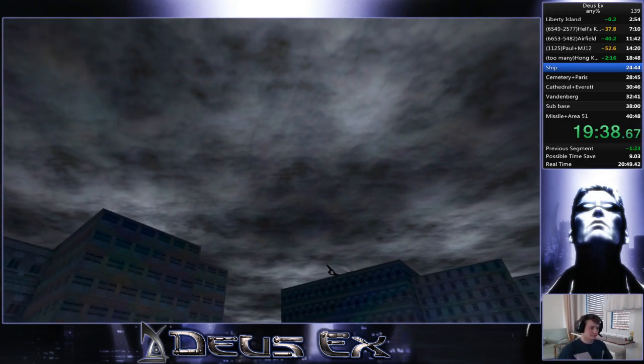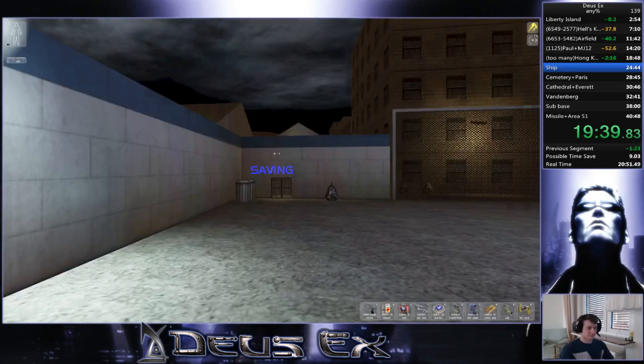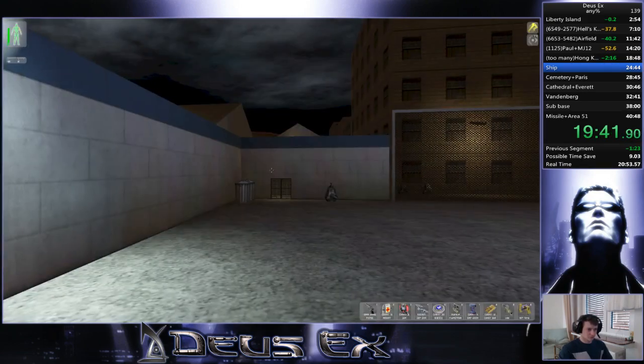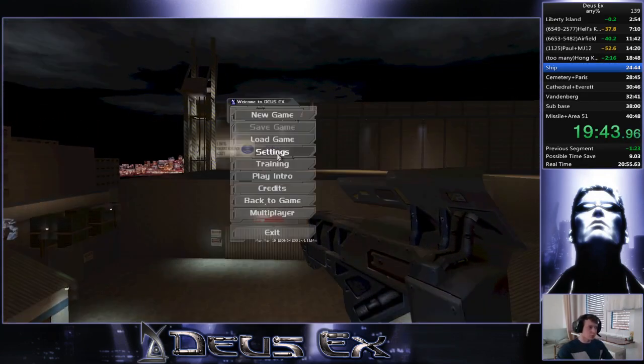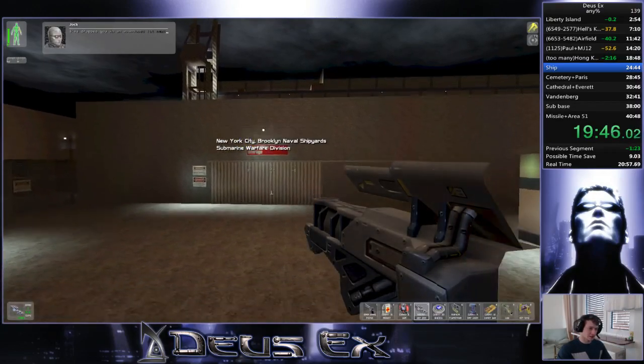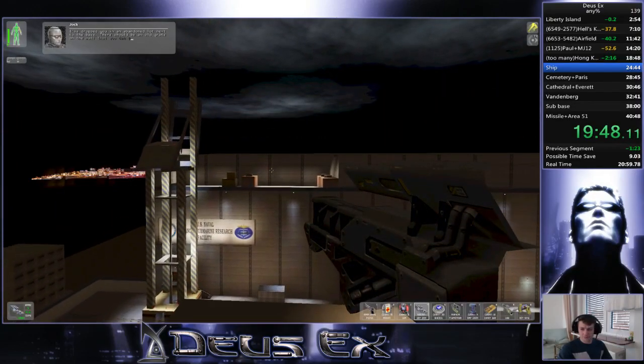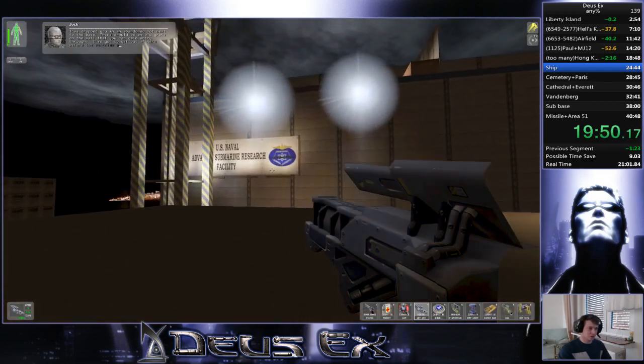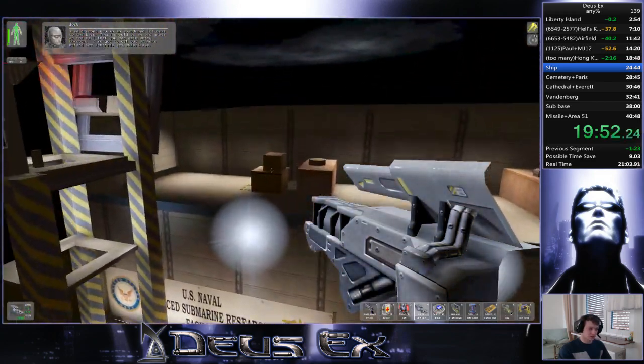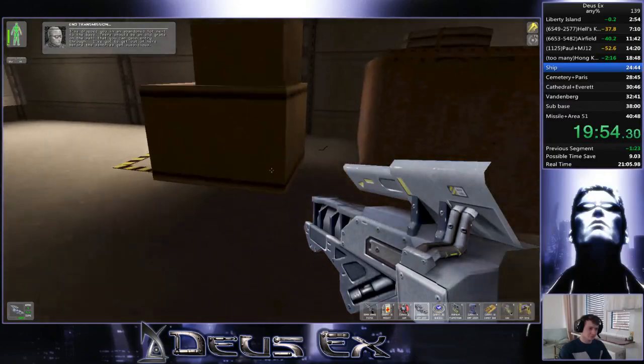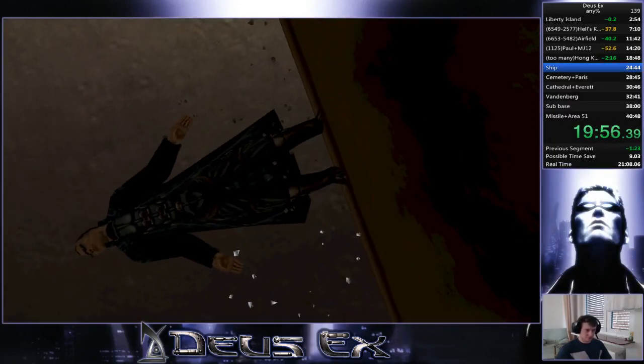Yo. Why did it not stack? I guess I was not on the ground when I spawned. That is normally the reason. Oh well. It's fine.